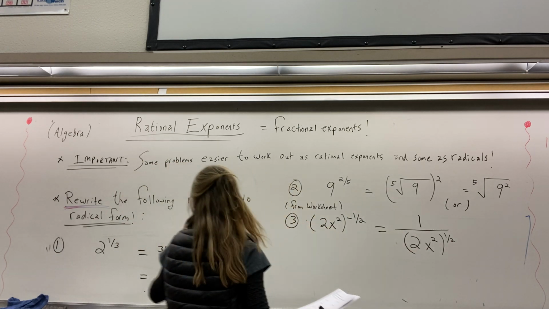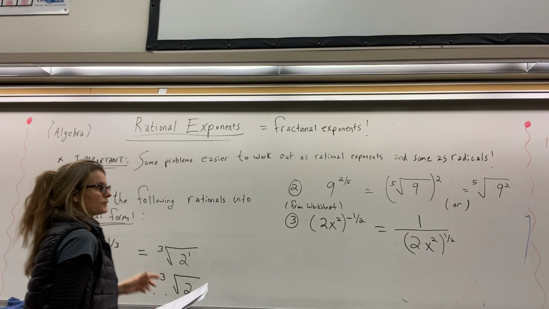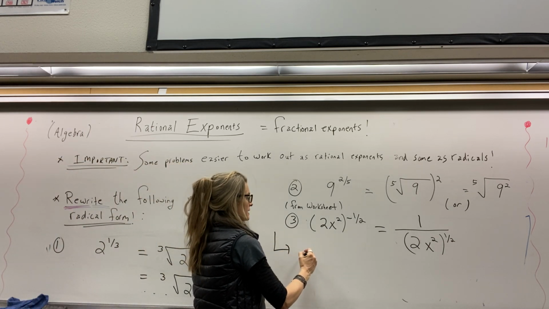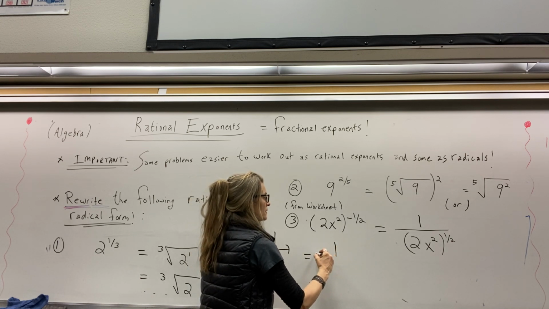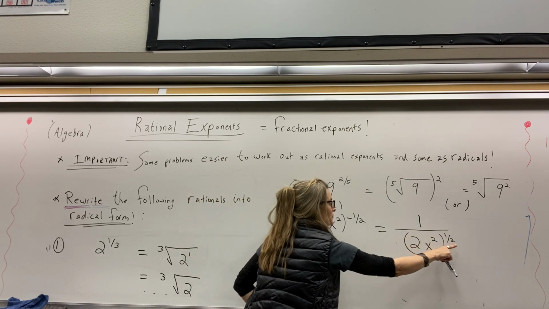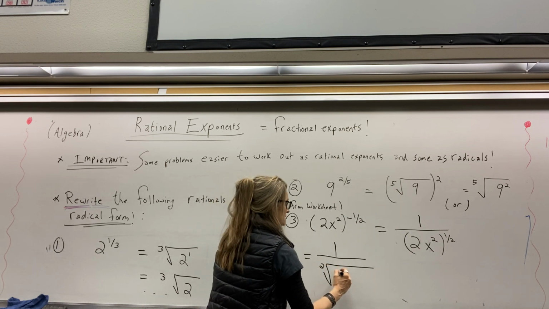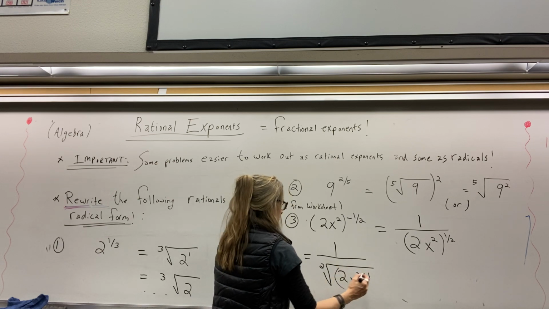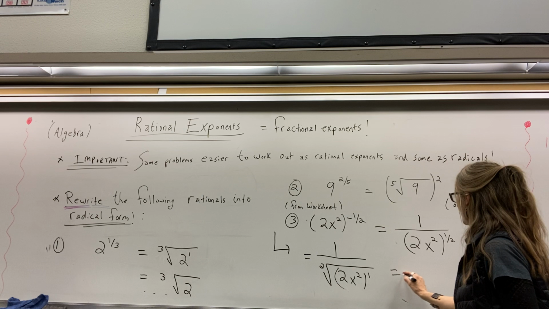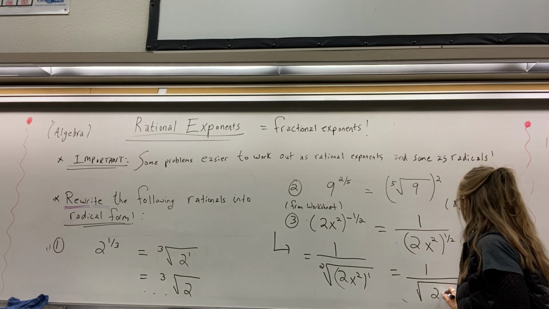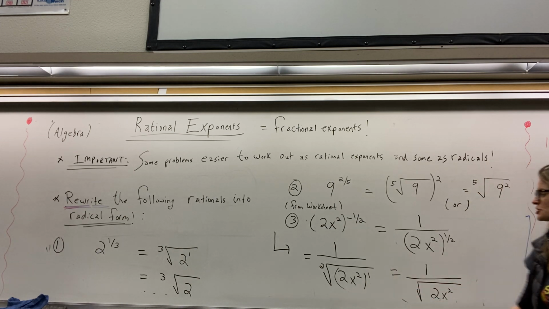Now again, we're just rewriting. We're not trying to simplify this expression. So if I take it one step further, this is the same thing as 1 over, and here's my root index number, which is 2, and this is 2x squared all to the first power, which of course is the same thing as 1 over the square root of 2x squared, because the first power is just itself one time.